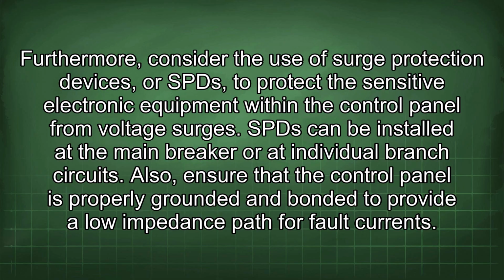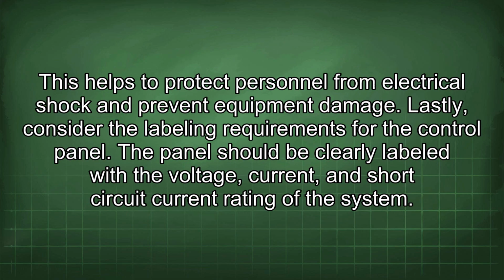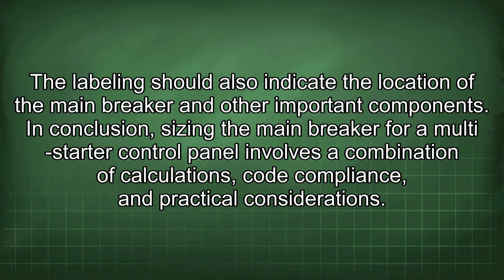Furthermore, consider the use of surge protection devices, or SPDs, to protect the sensitive electronic equipment within the control panel from voltage surges. SPDs can be installed at the main breaker or at individual branch circuits. Also, ensure that the control panel is properly grounded and bonded to provide a low impedance path for fault currents. This helps to protect personnel from electrical shock and prevent equipment damage. Lastly, consider the labeling requirements for the control panel. The panel should be clearly labeled with the voltage, current, and short circuit current rating of the system. The labeling should also indicate the location of the main breaker and other important components.